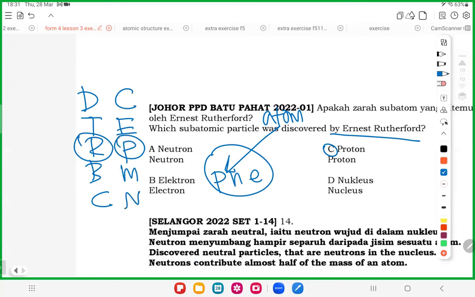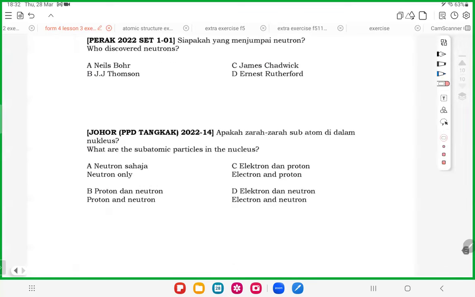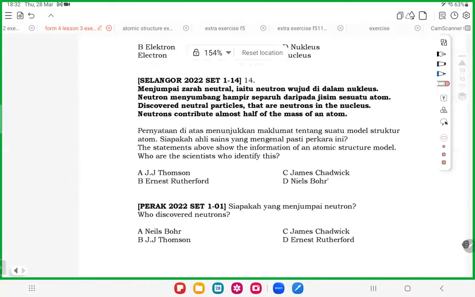Rutherford found P. P is proton. Yeah. So now that's it. All right. So here we go. Let's finish the rest. So we have three more to go.